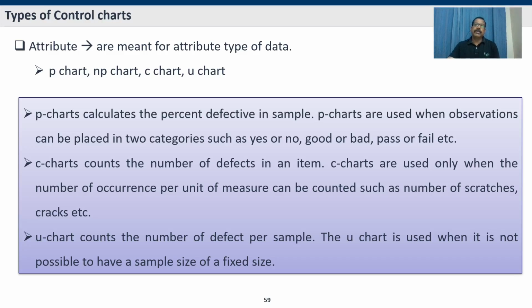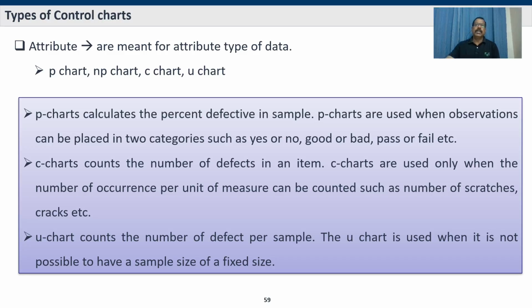So attribute means attribute type of data. In that you will be having 4 charts: P chart, NP chart, C chart, and U chart. So how to identify whether to go with the P chart, NP chart, C chart, or U chart, you know very well. Maybe in coming slides also I'll give some brief introduction about that. So what is a P chart?